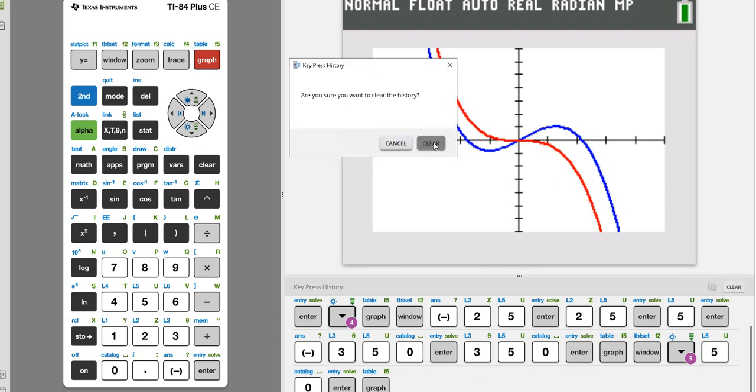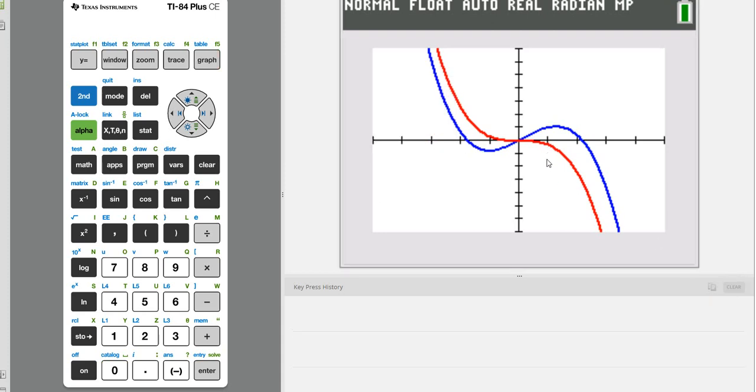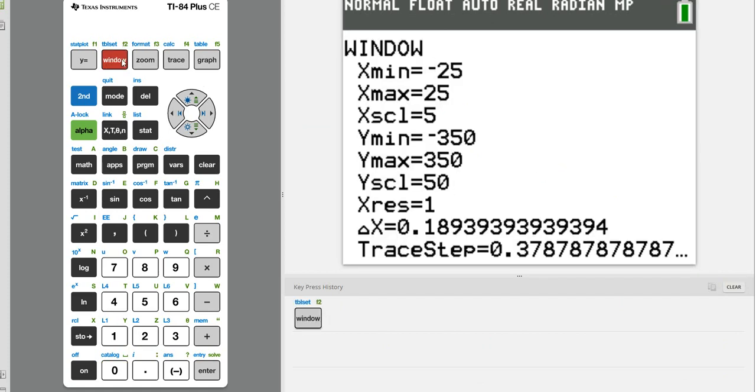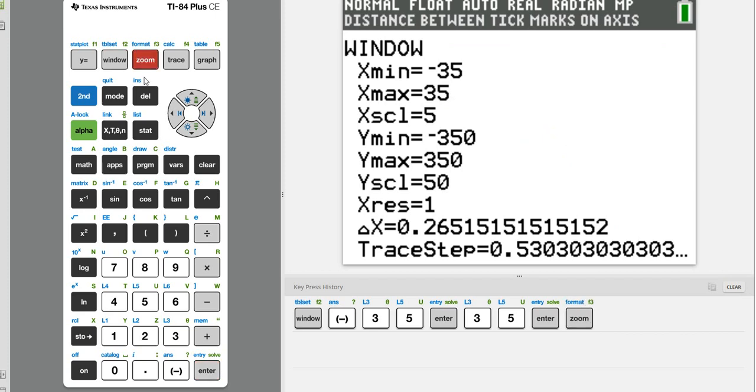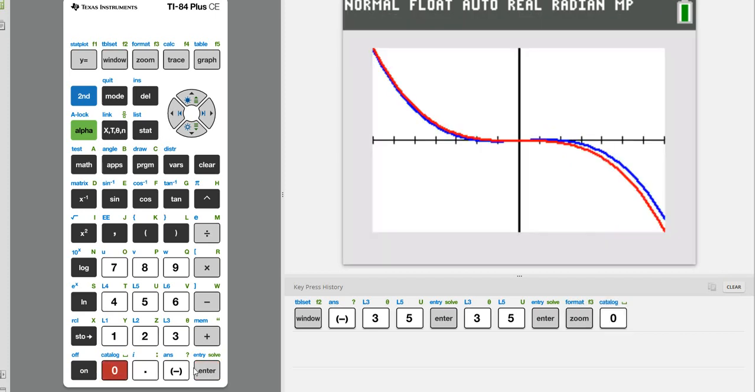And they're starting to look similar, all right? And the farther out I go, the more similar those graphs are going to look. So if I go out from like negative 35 to 35, and I'm going to cheat on this one a little bit, I'm just going to use zoom 0. Is there much difference between those graphs? In fact, to the left of x equals 0, it's tough to tell which one is which.